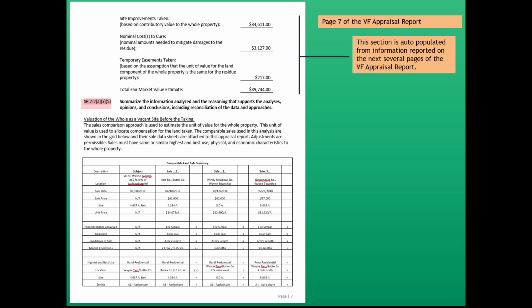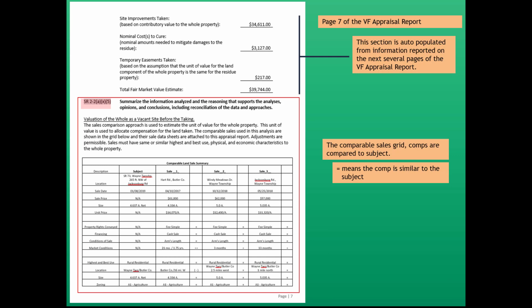These sales are going to have the same or similar highest and best use and are going to be as similar as possible in physical and economic characteristics to the whole property. And we used 3 sales. They're identified on the top axis, and on the vertical axis are the features that we're comparing. So we've got the subject, sale 1, sale 2, and sale 3, and we're going to look at things like location, sale date, sale price, size, unit price, property rights conveyed, and so on.